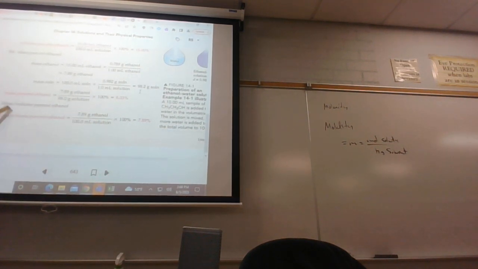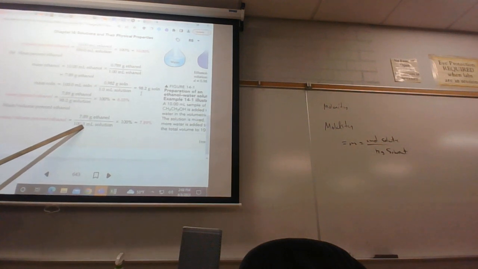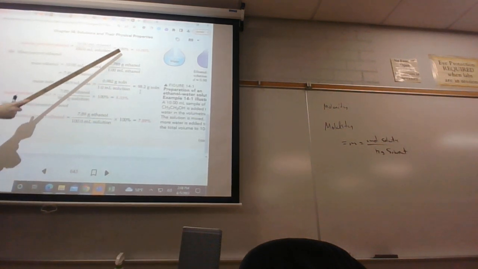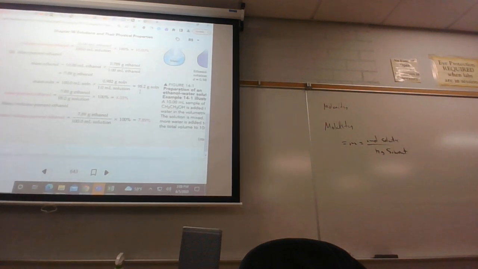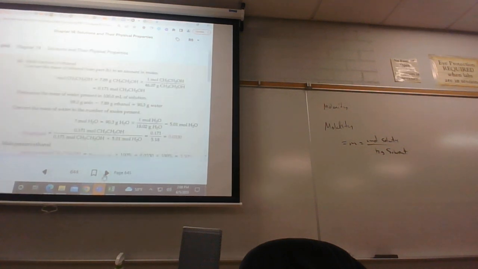Then we can get the mass volume percent. The mass volume will take the mass of solute divided by the volume of the solution, and we get 7.89. So we get 3 different concentrations depending on which one we're looking at here, but they're all the same, just different units. Then we can get the mole fraction.